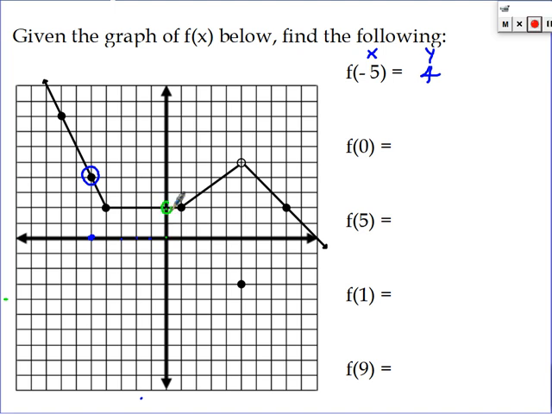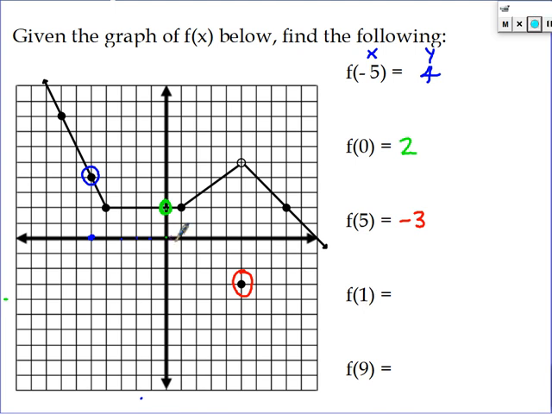For my x value of 5, 1, 2, 3, 4, 5, here I have an open circle there, and I have a closed dot here. Remember, the value lies with the closed dot. So my answer here would be negative 3. Oh no, I'm running out of colors. Let's see, purple. Okay. For 1, if my x value is 1, my y value is 2.